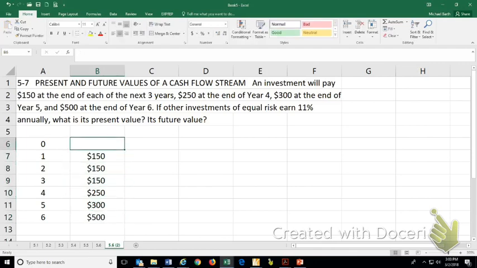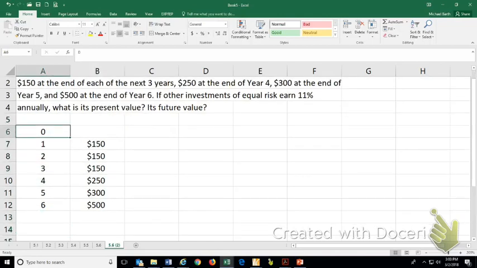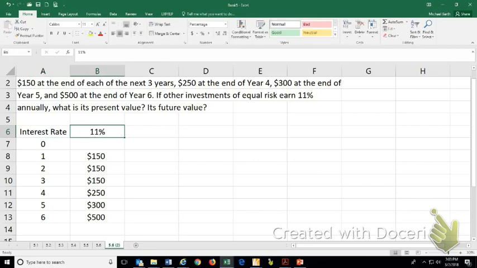Alright, so if I want to know what the present value is, if the interest rate, or the discount rate, we'll stick with interest rate. Y'all are probably more comfortable with that. So we've said the interest rate is 11%.